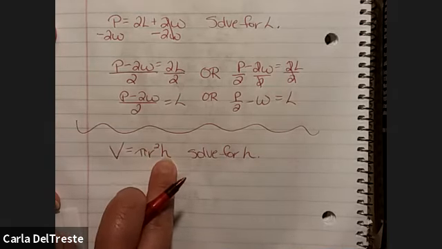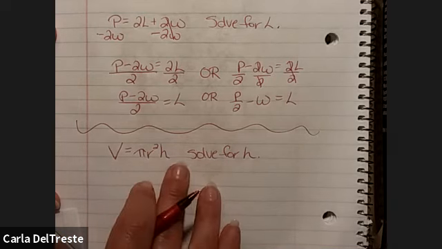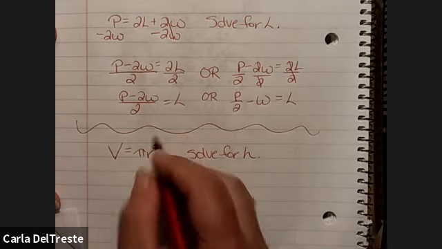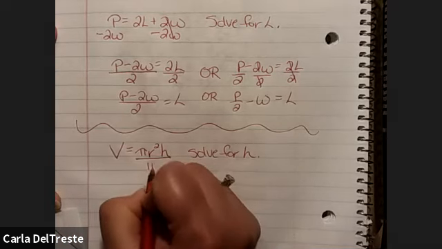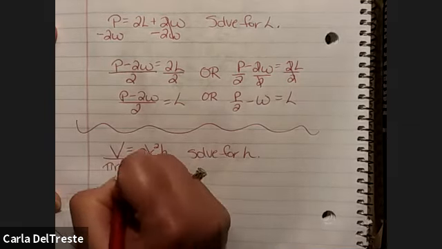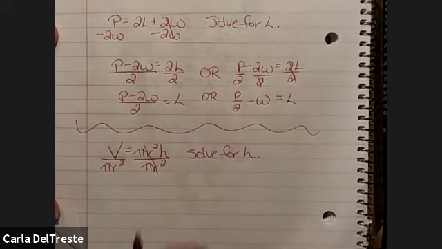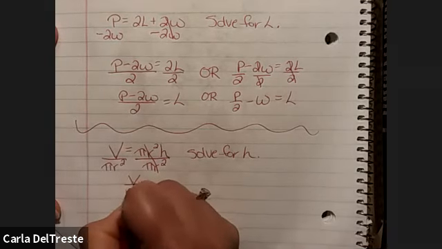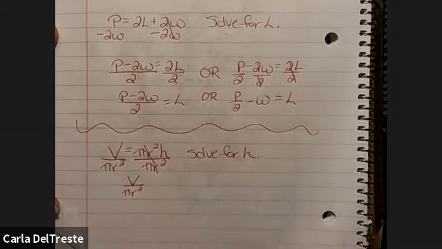You can do that in one shot. If it's one operation, you can do it in one shot. So I'm going to divide by pi r squared, which means I have to divide this side by pi r squared. I have no idea how to do that, so I'm going to leave it as v over pi r squared equals h. Okay?